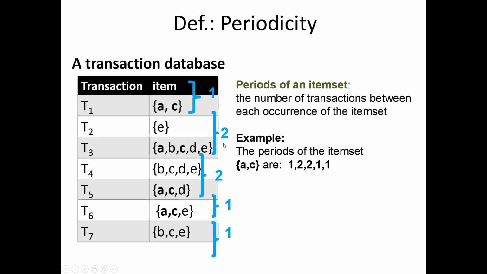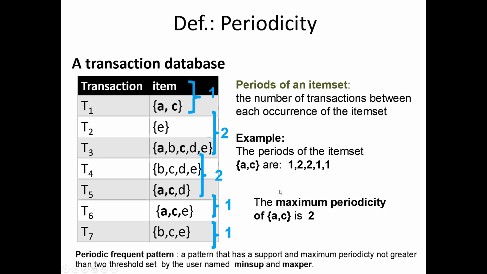So we say the period is 2. Then it appeared 2 transactions later, in transaction 5. So we say the period is 2 again. Then AC appear 1 transaction later, so we say the period is 1. And then it appears more than 1 transaction later, but this is a special case because it's the end of the database, so we say still it is 1. So the periods of AC are 1, 2, 2, 1, 1. So overall, we can say that the maximum periodicity of AC is 2.